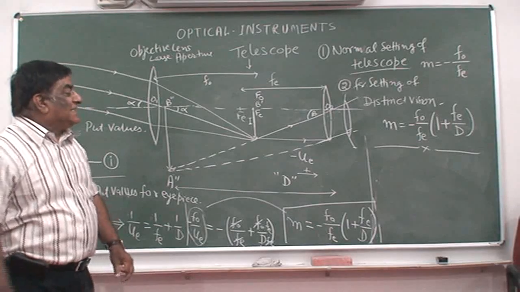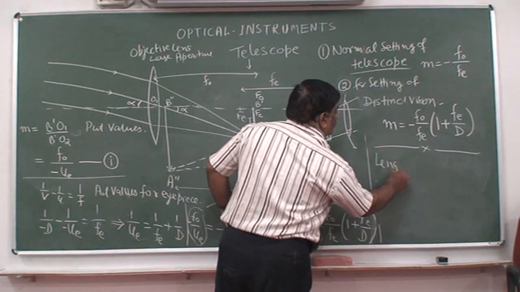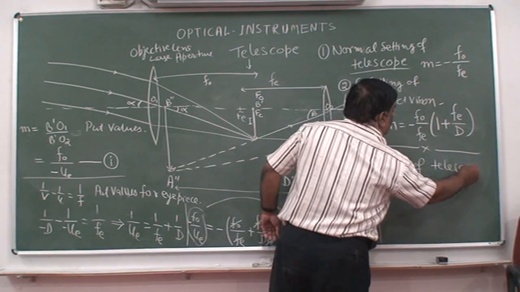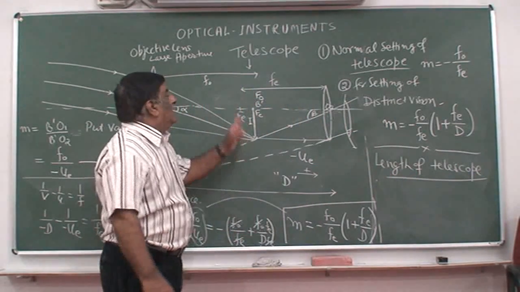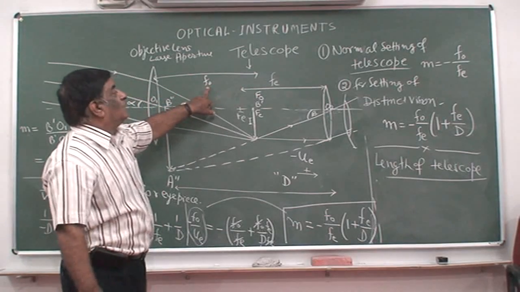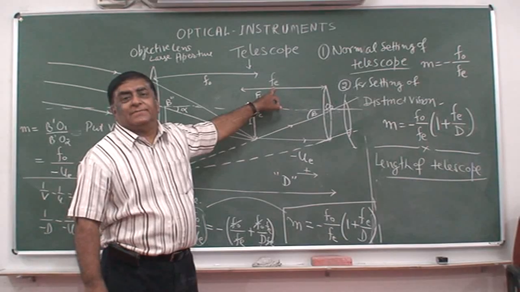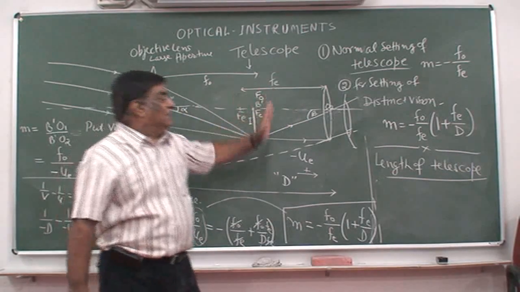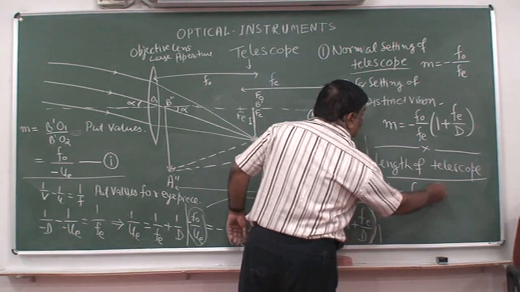Okay. Now there is another term. What is meant by length? Length of telescope. This distance is focal length of objective, and this distance is focal length of eyepiece. So what will be the total length, lens to lens? The total length is FO plus FE.